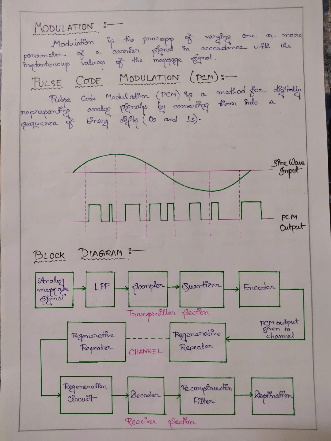Pulse code modulation (PCM) is a method for digitally representing analog signals by converting them into a sequence of binary digits. Here is a diagram of sine wave input and PCM output. Next we have a block diagram of PCM. Now let's discuss the elements of this block diagram.